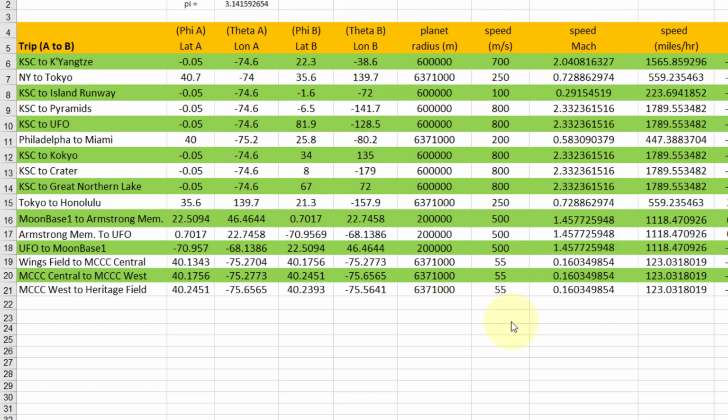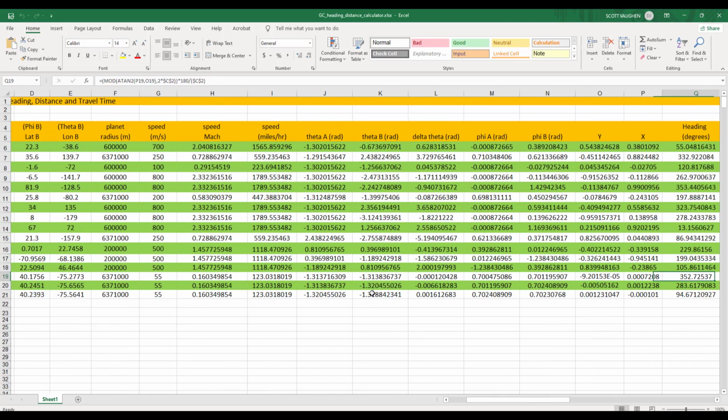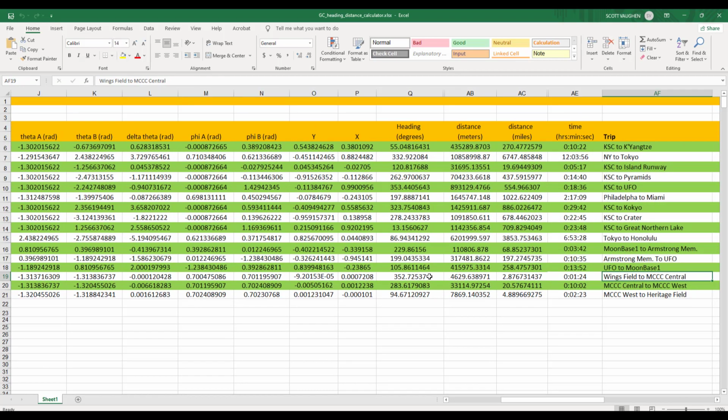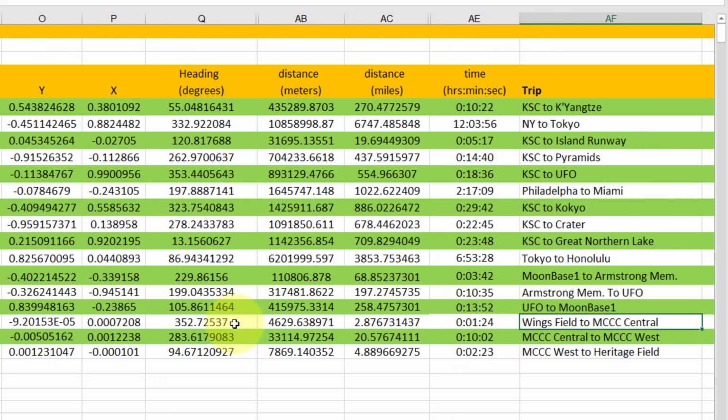Now, in this case, in Microsoft Flight Simulator, I'm going to use the Cessna 152. I'm going to estimate a speed of about 55 meters per second. That translates to about 123 miles an hour. This is the radius of the Earth that I'm approximating. And these are some of the intermediate calculations. You can see latitude, longitude for my starting and ending points. So scroll over a little bit and I find the true heading from Wingsfield to Monco Central is about 353 degrees, so pretty nearly north, going north from the Wingsfield up to the Central Campus.